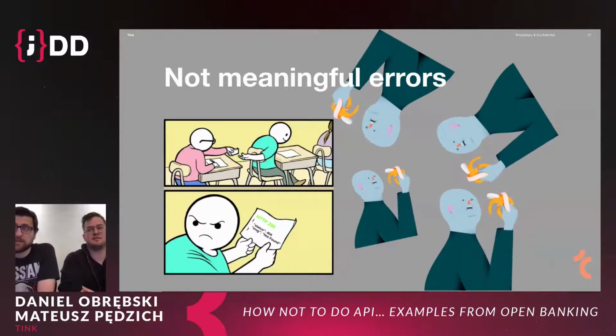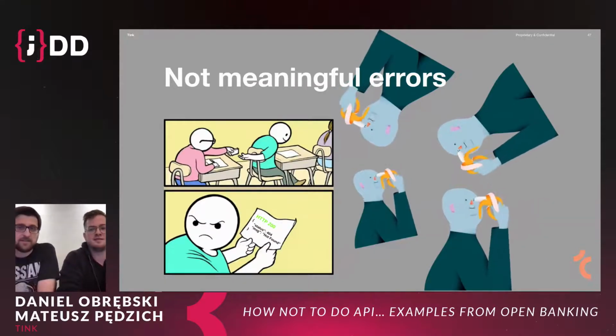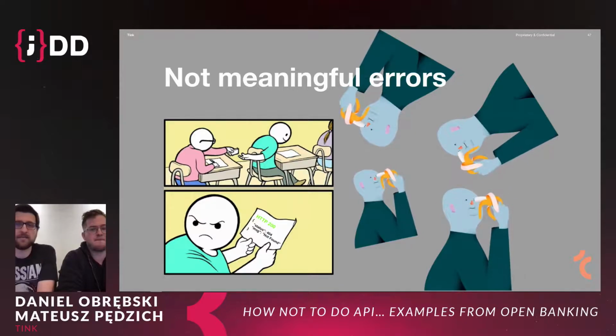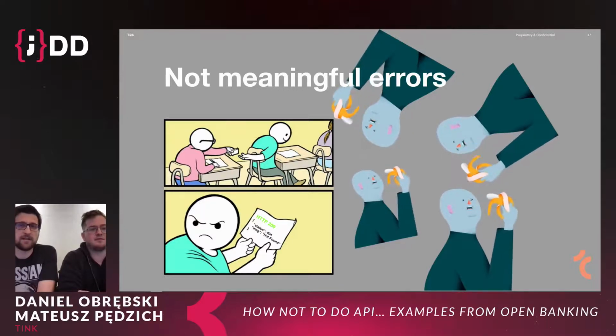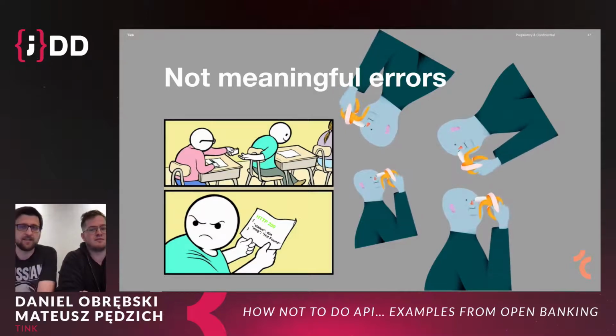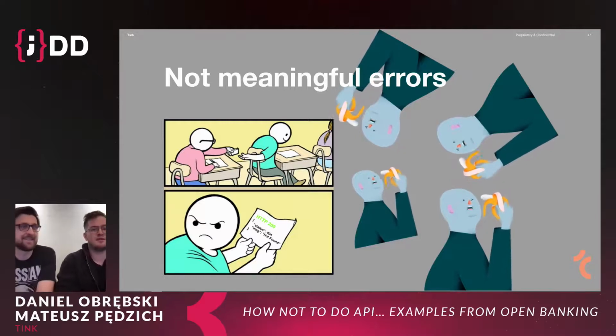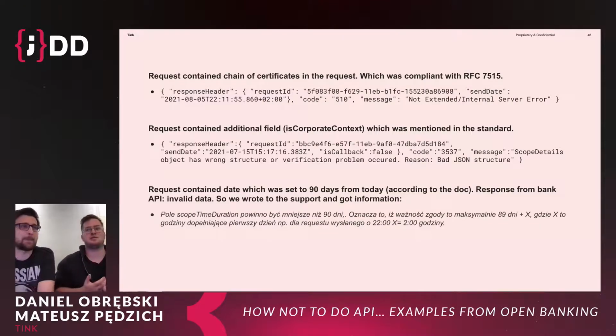Okay, so now errors. Errors happen, right? But it would be nice to know what is really happening. Returning 500 for our wrongly created request or 400 for failures on the bank side is so common that we will not show you any examples of that. Yeah, so we gathered a few examples.